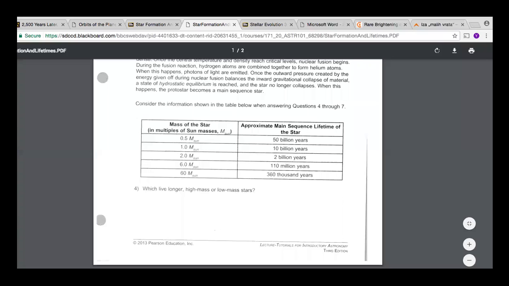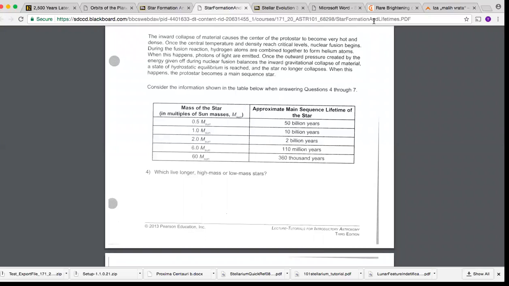Somebody else. Low mass, the low mass, because you're given this table, right? And you can see what's the lowest mass star that you have over here. 0.5, half a solar mass. And you can see that that star actually is going to live 5 times more than the sun.